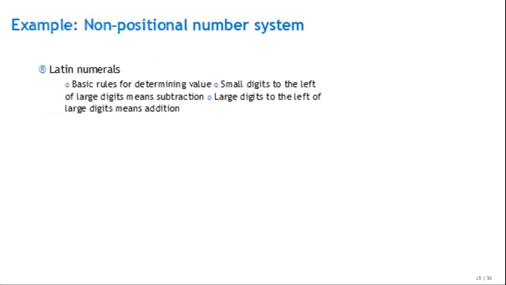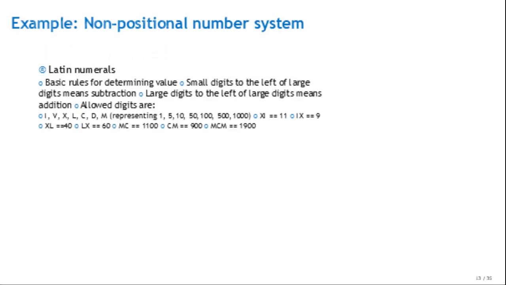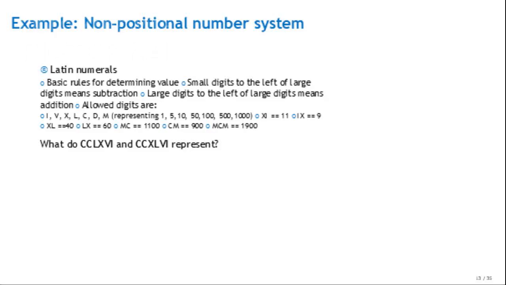An example of a non-positional number system is Latin numerals. The value is determined by the digits' position relative to each other, with specific rules for addition and subtraction. Latin numerals use specific digits to represent values. For example, I represents 1, V represents 5, and X represents 10. These digits are combined to form larger numbers. Let's look at some examples. XL represents 40, and MCM represents 1900. Can you determine the values of CCLXI and CCLXVI?